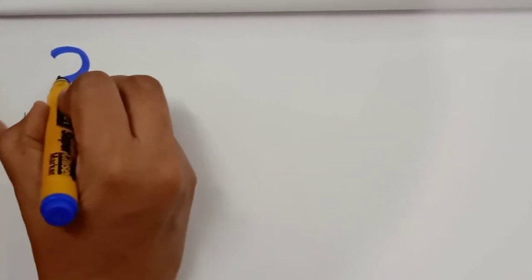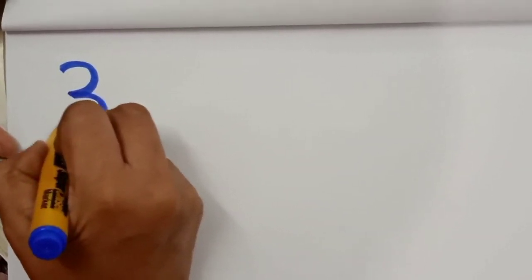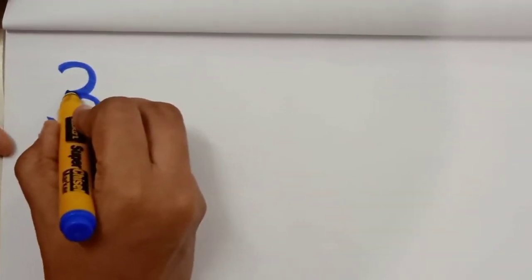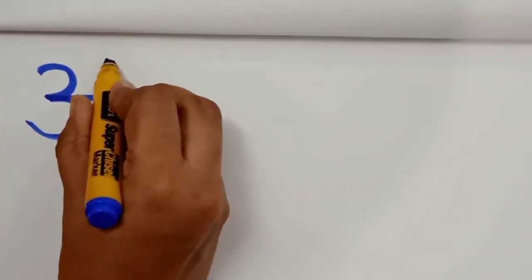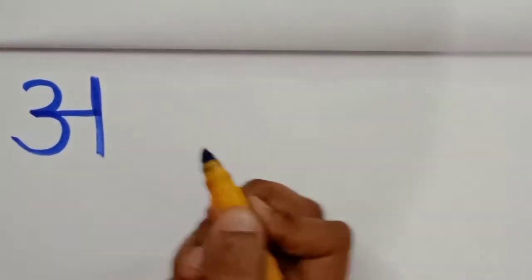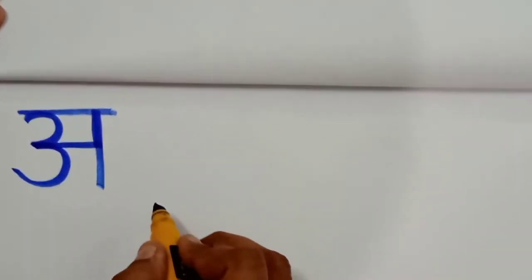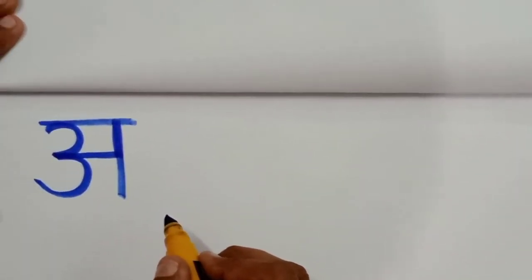Put a curve. Again one more curve below that. From the middle, draw a sleeping line. Go up and bring it down. Up, draw a sleeping line. This is letter A. A say anar.